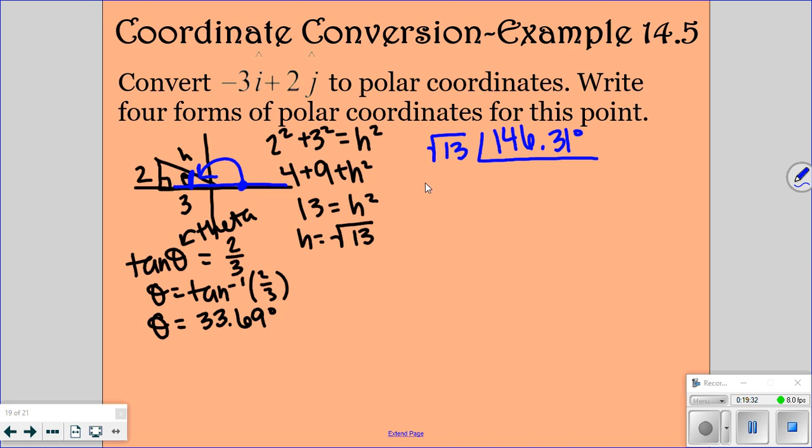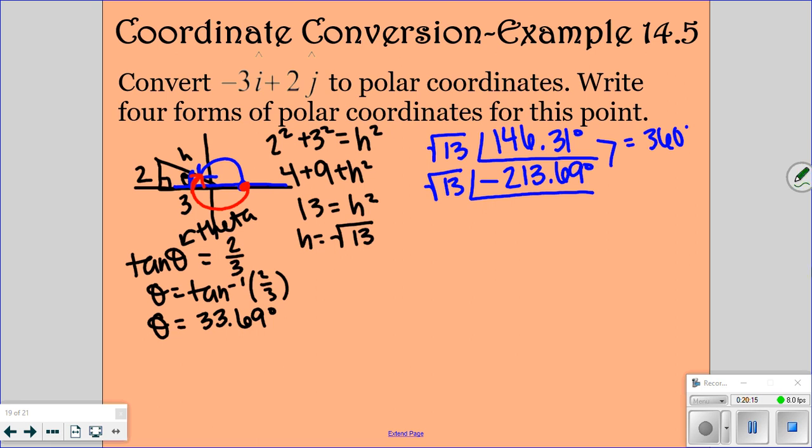Okay? We can also have a square root of 13, but with a negative angle. So the negative angle would be starting here and going this direction. So this would be 180 degrees, and then we would need to go forward theta amount. So you would do 180 plus your theta value, and that would give you 213.69 degrees. These two angles should always equal 360 degrees because together they make a full circle.